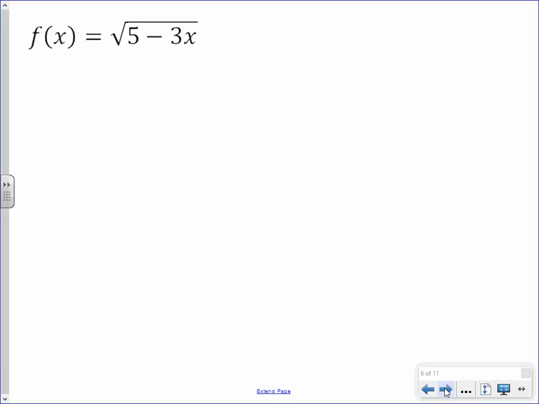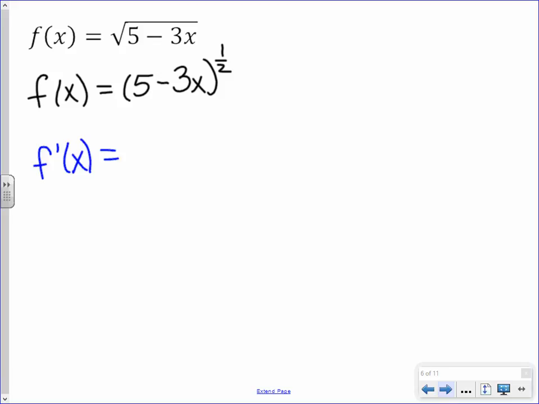What should we do with our square root function before we take the derivative? Very good. We should change this to 5 minus 3x to the 1/2 power. That way, when we apply the chain rule, we can use the power rule as a part of it. Okay. All right.